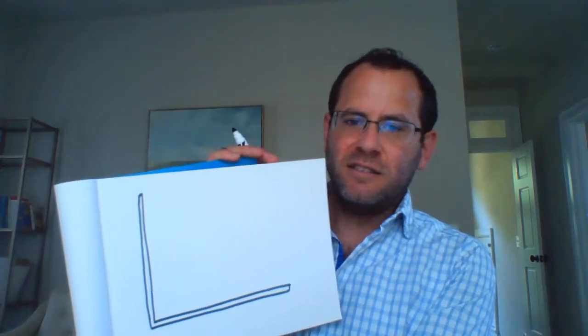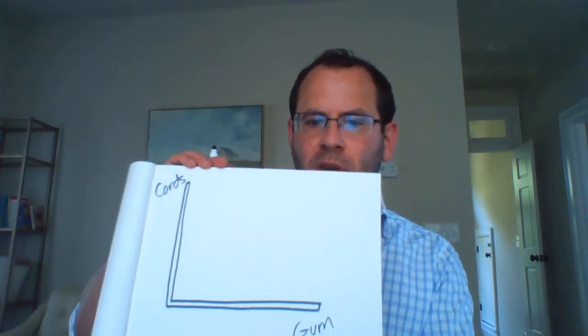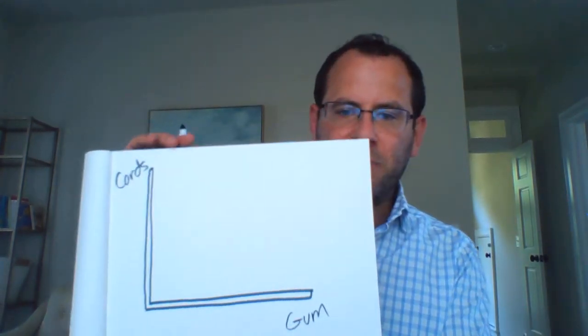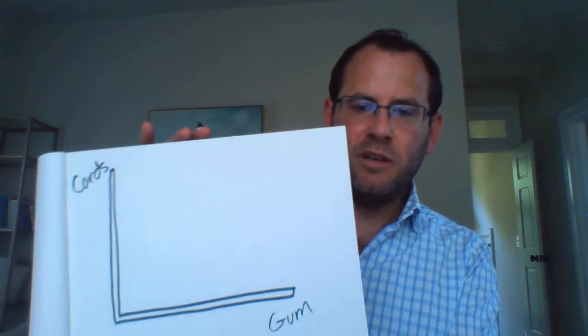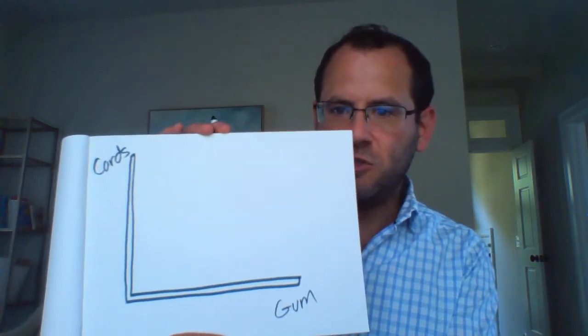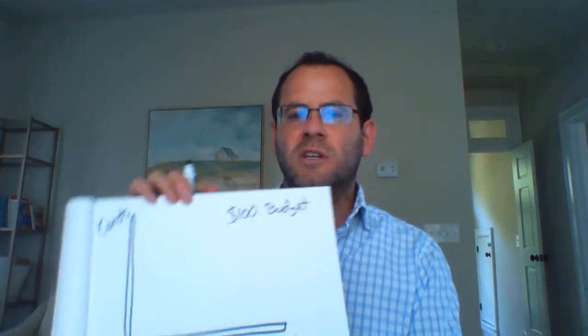So I just drew axes, simple enough to start. I'm going to put cards on the Y and gum on the X. There's no magic to that. You could switch them. It would make your graph be kind of flipped, but it works either way. So just pick whichever good you want to put on whichever one. Now let's say we're told that with the $100 that we have, I'm going to write $100 budget, just so we have stuff written down so we don't have to carry it in our head as much.